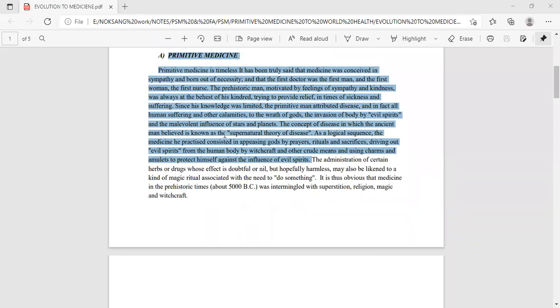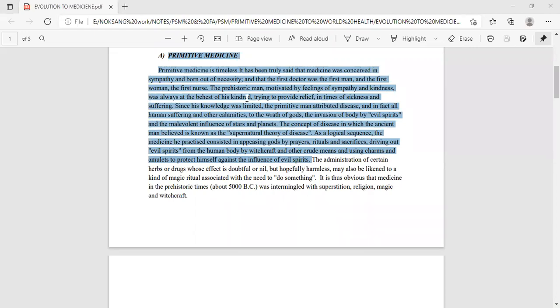As a logical sequence, the medicine he practiced consisted in appeasing gods by prayers. They believed that if we pray to God, if we do some kind of rituals or puja, or if we offer something to the gods and goddesses, then they will heal us and the person will be fit and fine. They believed in rituals, driving out evil spirits from the human body by witchcraft and other crude means, and using charms and amulets to protect himself against the influence of evil spirits.